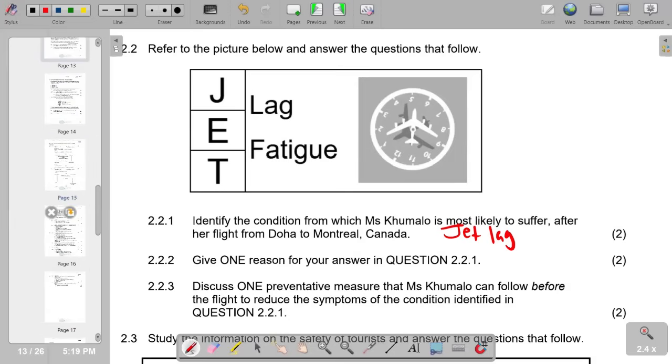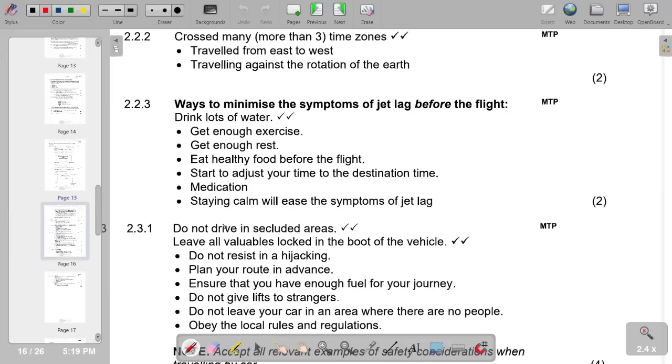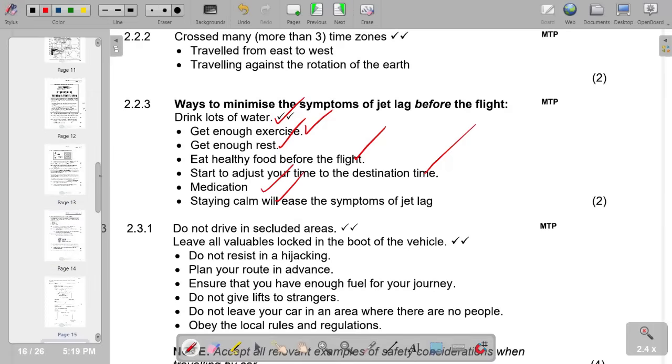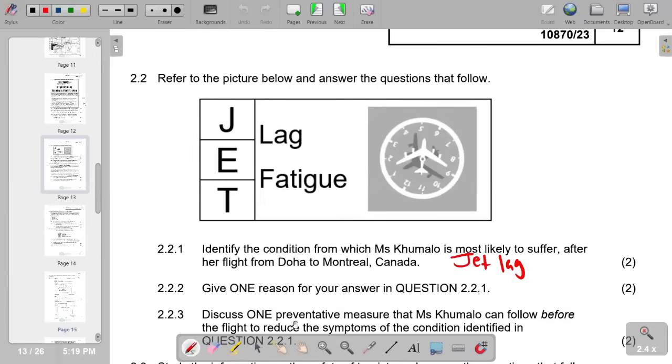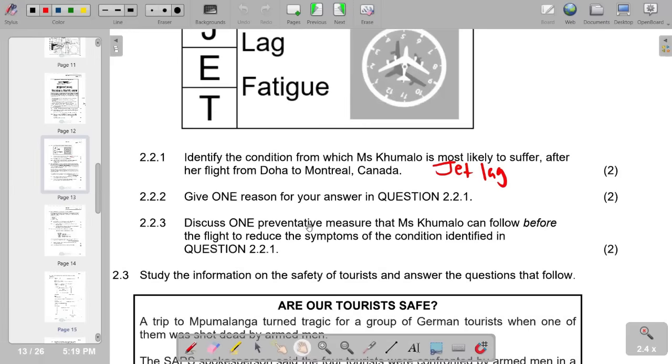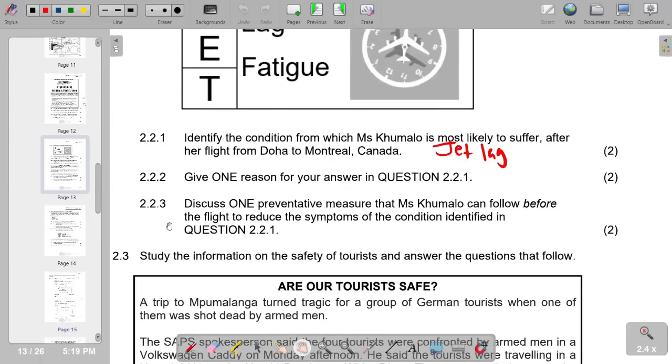water. So these are the ways to minimize the symptoms of jet lag before the flight. Drink lots of water, get enough exercise, get enough rest, eat healthy food before the flight, start to adjust your time to the destination time. Medication also, stay calm also. So these are the responses that we give. Then we move on to the next part. 2.2.3, discuss. Okay, this is now the one that we are looking at.